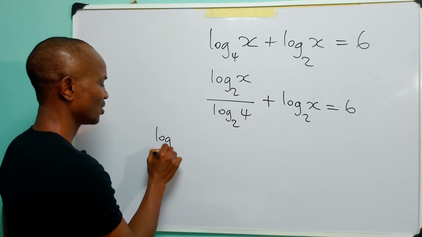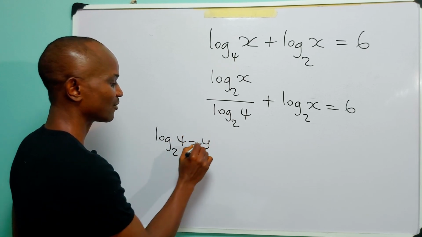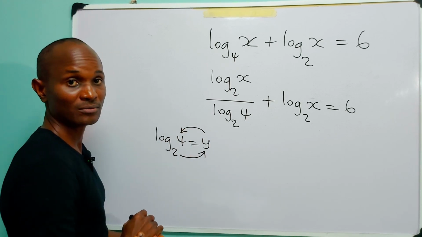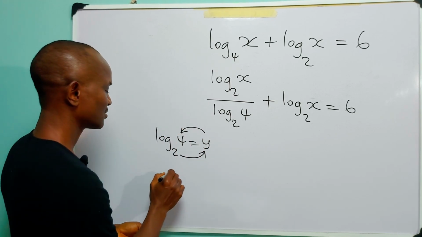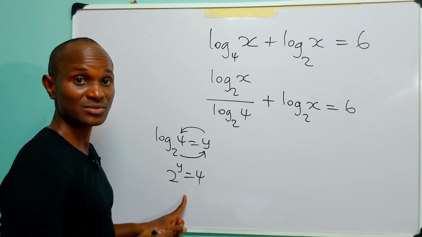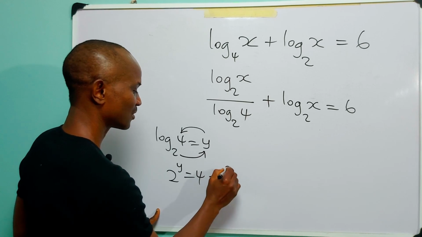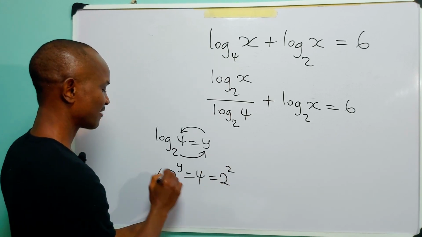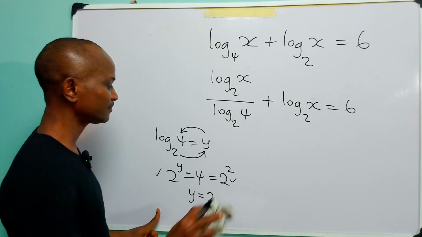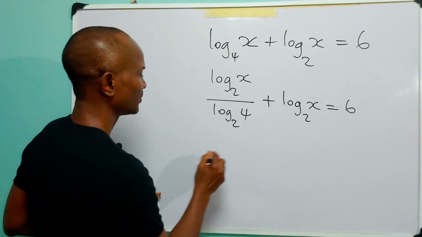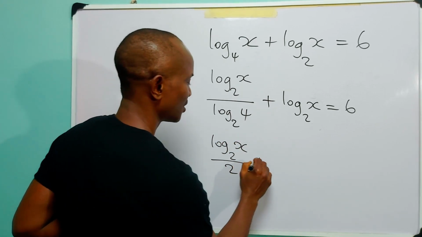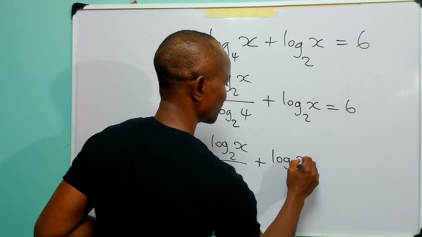So if log to base 2 of 4 is equal to y, this simply means that 2 raised to power y is equal to 4. Notice the anti-clockwise motion. So we have 2 raised to power y is equal to 4. And this is a very simple equation for us to solve, because we know that 4 is equal to 2 squared. And since we have 2 here and 2 here, that tells us that y is equal to 2.